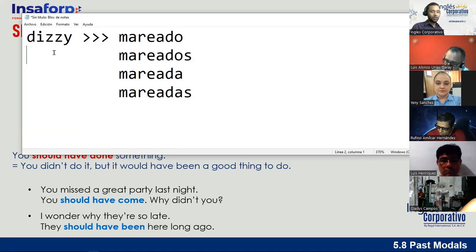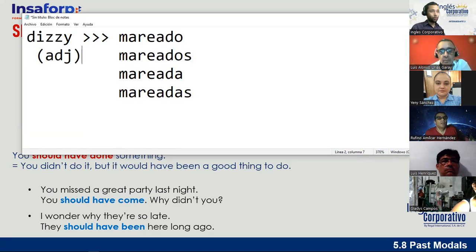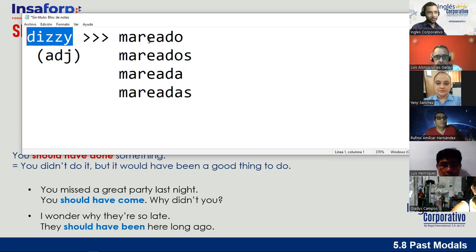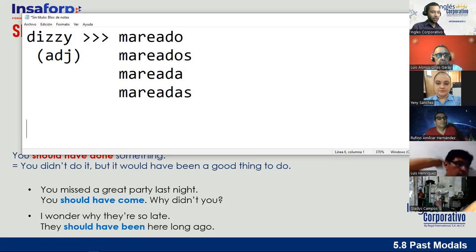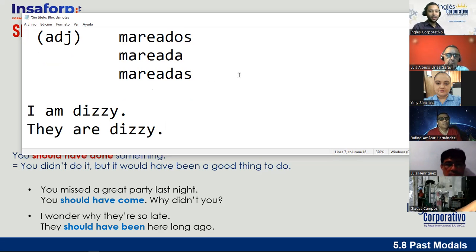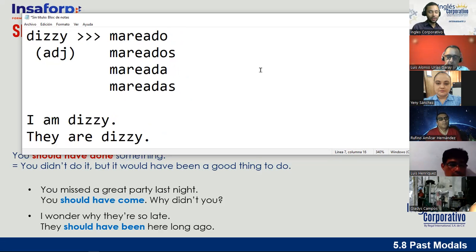That's a good thing about adjectives in English, okay? Dizzy is an adjective. The good thing about adjectives in English is that they basically have only one form. That means there is no masculine or feminine for adjectives in English. And also there is no number. So the word dizzy means mareado, mareada, mareados, and also mareadas. Just one word in English for four words in Spanish. That's a very nice thing. So I can say, for example, I am dizzy, and I can say they are dizzy. You never add an S to the adjective. This is incorrect. So just that, dizzy. Which is a very cool thing about adjectives in English.